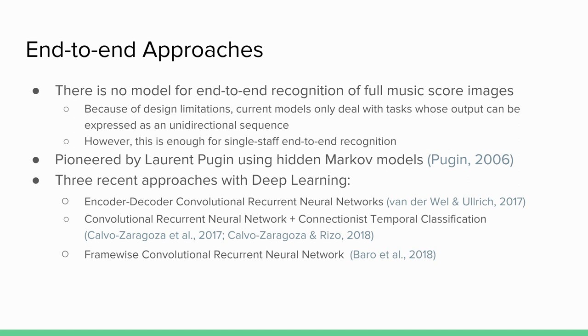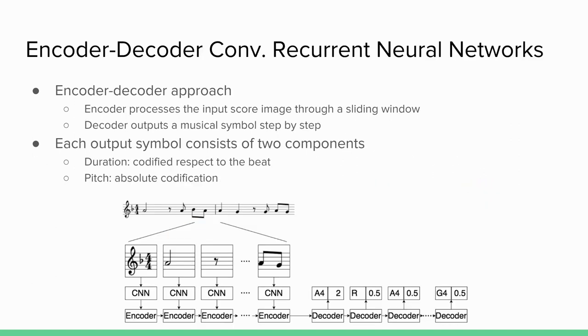Well, the idea is very similar to what we have shown before with speech, which was pioneered by Laurent Poujan using hidden Markov models. We have seen three recent approaches formulating the task in an end-to-end way using deep learning models: the encoder-decoder convolutional recurrent neural network, the convolutional recurrent neural network with the connectionist temporal classification loss function, and a frame-wise convolutional recurrent neural network. Let's go quickly through them.